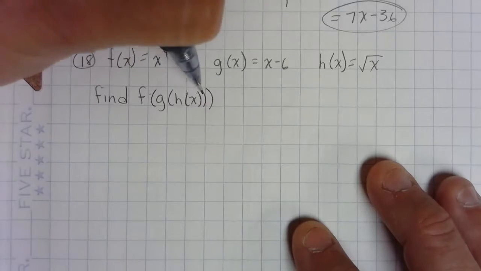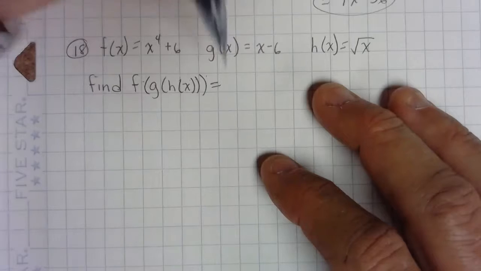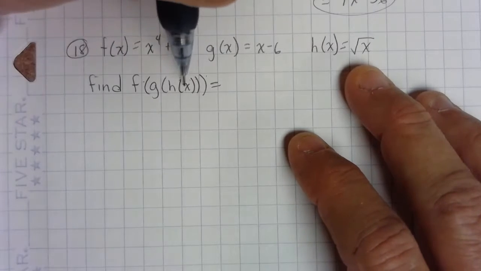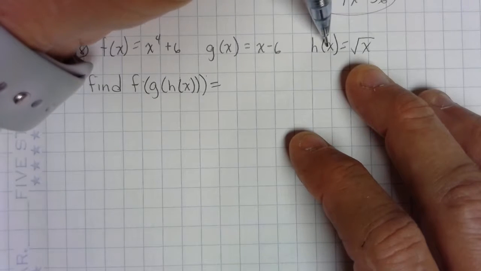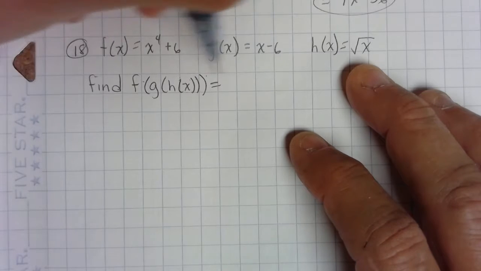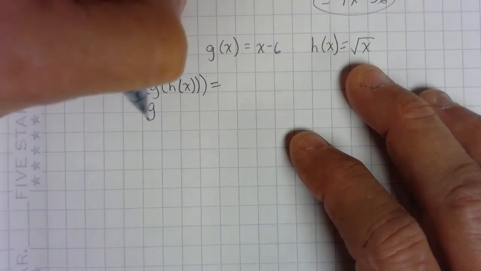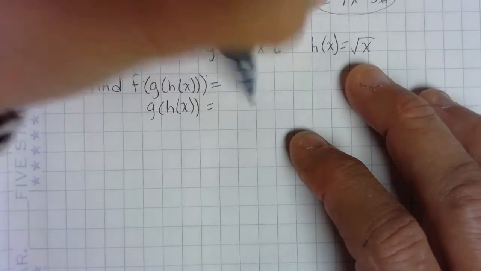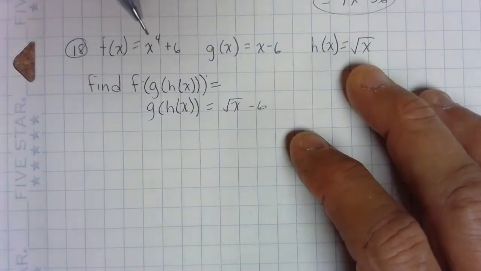One, two, three, that's enough parentheses. So you've got to take your time. We're going to take this output, which we don't know what the number is, so for now, whatever the input of x is, the output is the square root of x. We're going to put it into g. So g of h of x will be square root of x minus 6.